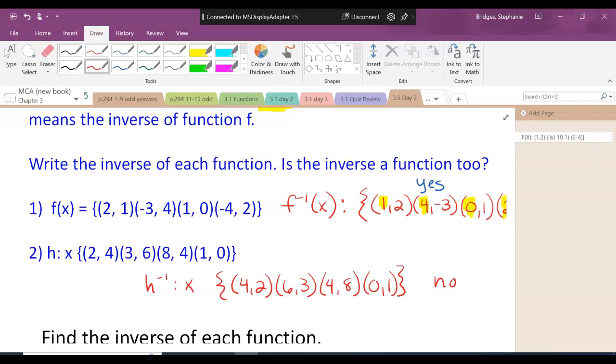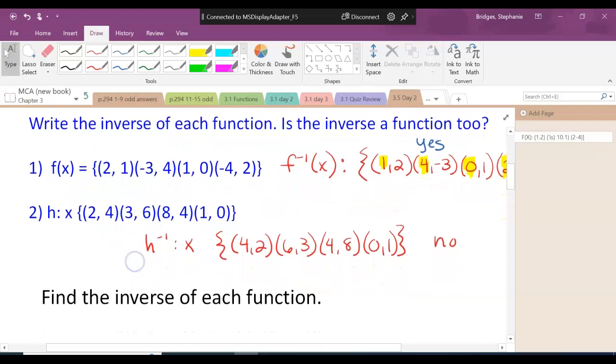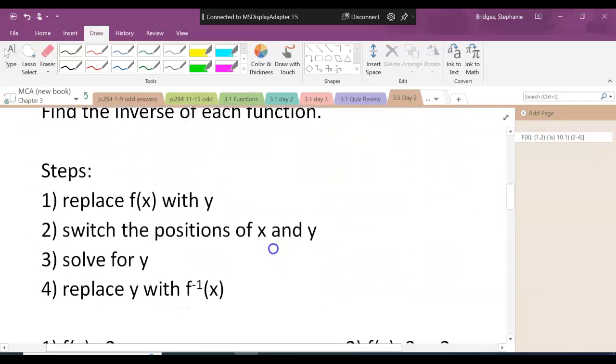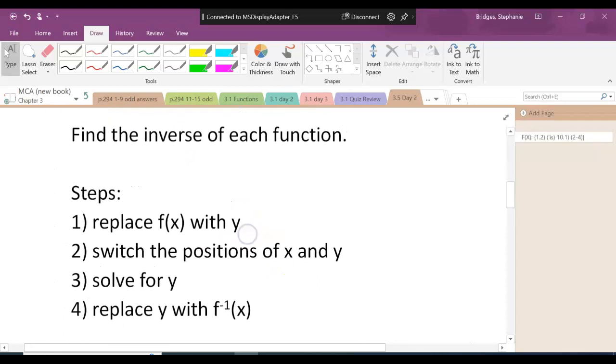Okay. Next, what I'm going to do is give you an equation, and I'm going to ask you to find the inverse. And there are 4 steps that you're going to want to write down. These are going to be the steps that you follow to find the inverse of each function or each equation. If you want to take a minute, write those steps down. And then we will go through a few of these together. So this is what it does when it says find f inverse of x. These are the 4 steps that you follow.